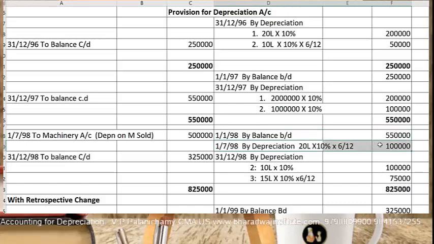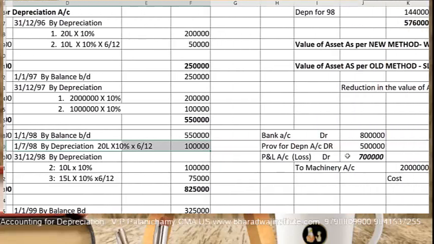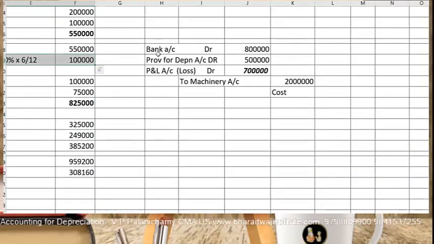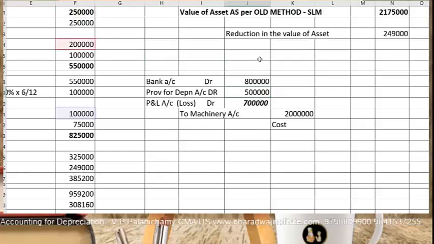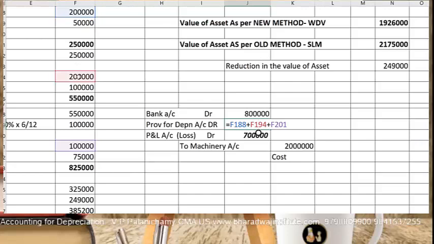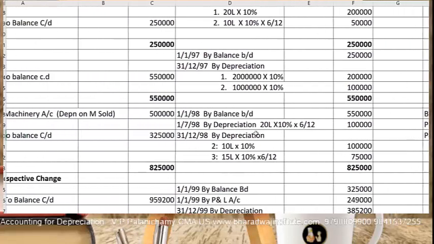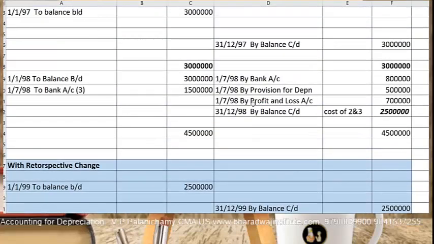One asset was sold on 1/7/98, charge depreciation till the date of sale. By depreciation, 20 lakh into 10% into 6/12. So when the asset is sold, bank account debit 8 lakhs. Provision for depreciation account is nothing but accumulated depreciation on the asset sold. First year 2 lakhs, second year 2 lakhs, now 1 lakh, 5 lakh. To asset account for this cost 20 lakhs. Balancing figure is loss on sale. When you post this in the asset account, it will come as by bank for sale, by provision for depreciation, by P&L account. Okay, this loss will be transferred to P&L account.